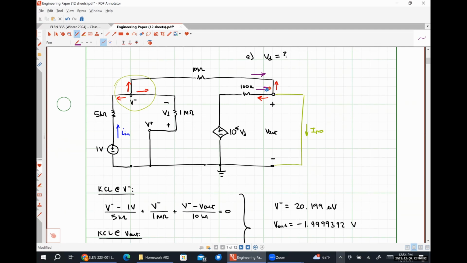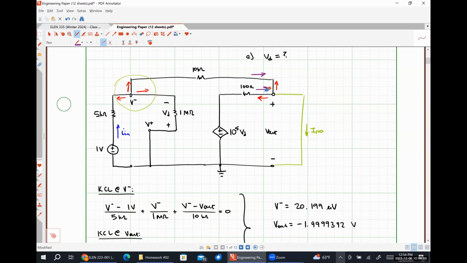So with the voltage at this node being a known quantity, we're only going to need to apply KCL here. The results of this KCL can be used to define this current, and then KCL at this node tells us that this current flowing in plus this current flowing in is the same as the Norton current flowing out.